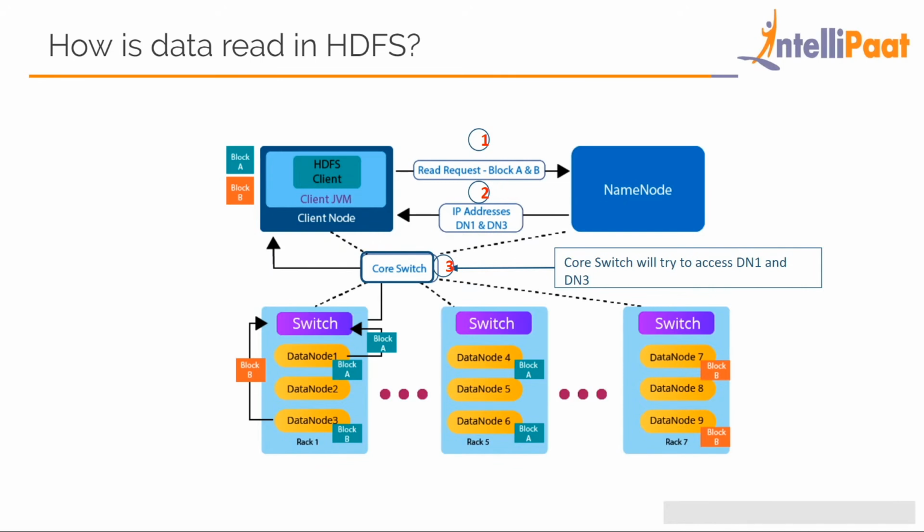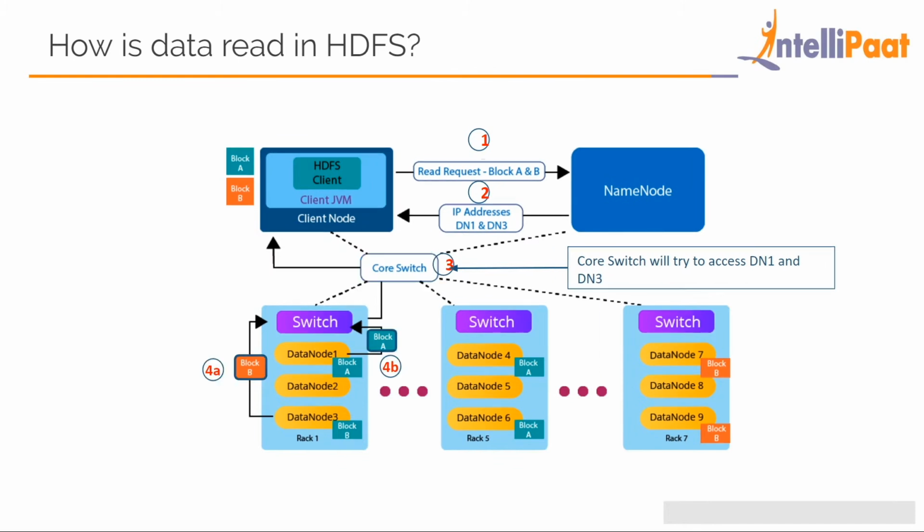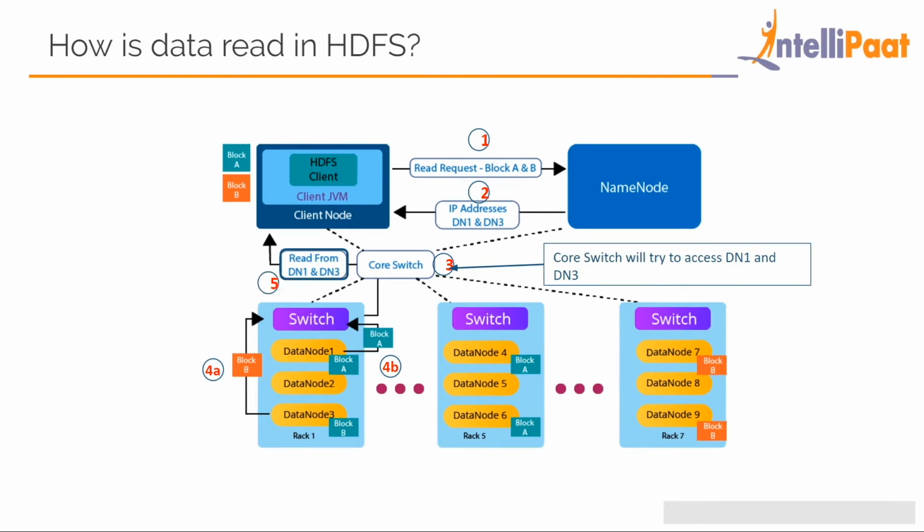After the core switch has been accessed for data node 1 and data node 3, it decides that data node 1 and data node 3 are on rack 1. So the core switch redirects the client to rack 1. Once the client is redirected, it is able to find block A and block B. This data is then sent to the switch and then back to the core switch. After that, the client gets that information, wherever the client is accessing the Hadoop cluster from.